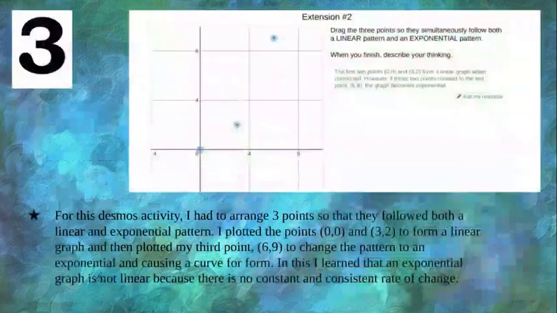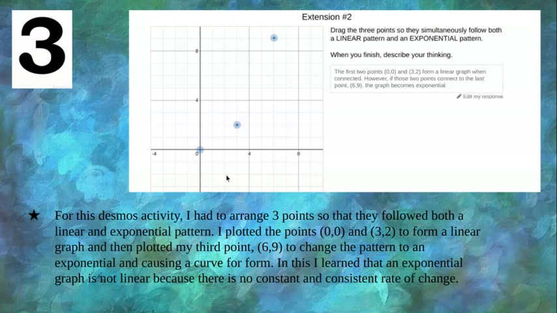For week 3, we didn't have a creative project, so I chose to represent this Desmos activity slide, where I had to arrange 3 points so that they followed both a linear and exponential pattern. So you can see my first 2 points here were linear, and then my third point over here, when connected, made the graph exponential. So in this, I learned that an exponential graph is not linear because there's no constant and consistent rate of change. And you can see that by the obvious curve that would be there if the points were connected with a line.